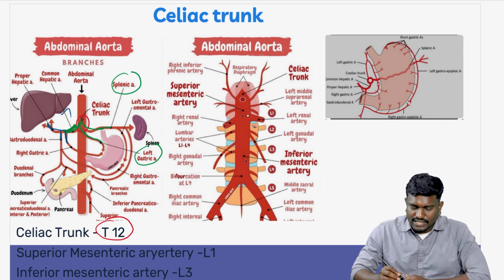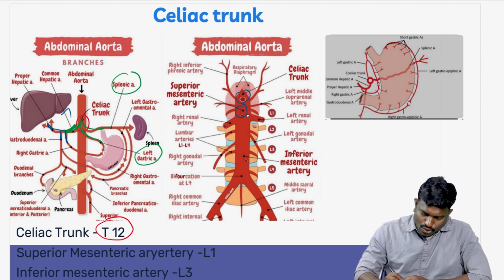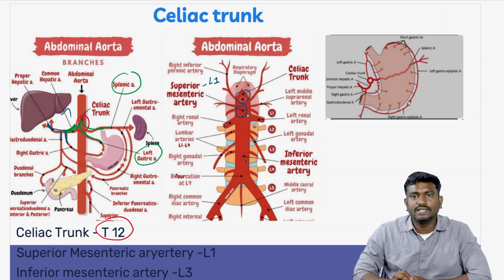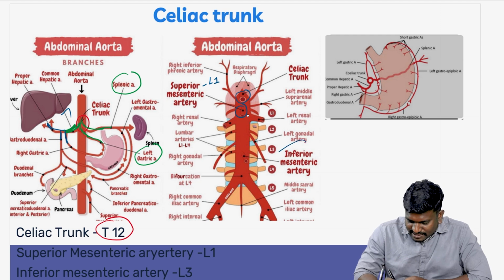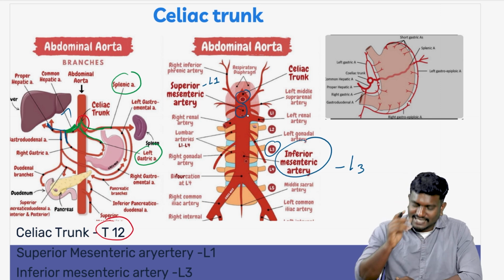Now, also we have to remember, just below the celiac trunk is going to be our superior mesenteric artery. What do you have to remember, sir? It lies at the level of L1. Superior mesenteric artery lies at the level of L1. Inferior mesenteric artery, remember, lies at the level of L3. Remember, L3. Let's try to quickly revise the celiac trunk.